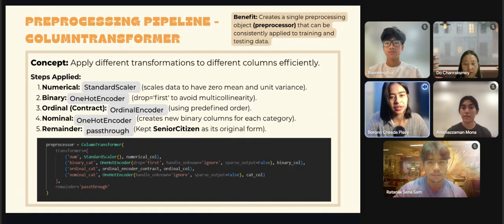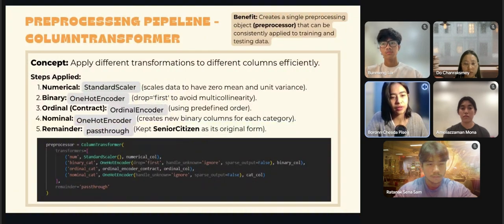And moving on is the preprocessing pipeline, the column transformer. The benefit of this step is to create a single preprocessing object that can be consistently applied to training and testing data. The concept is to apply different transformations to different columns efficiently. So there are 5 steps that we took.